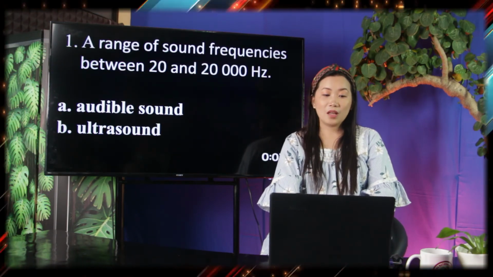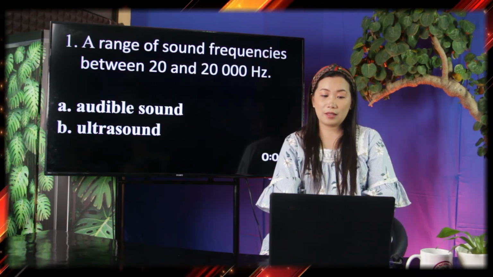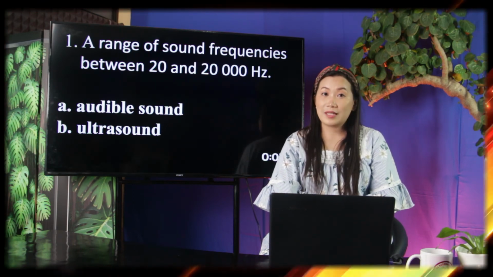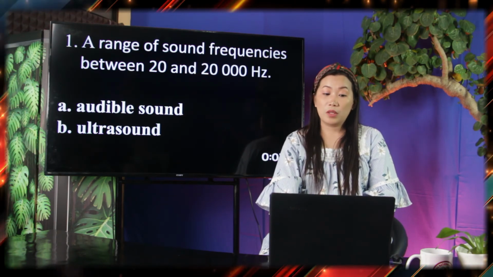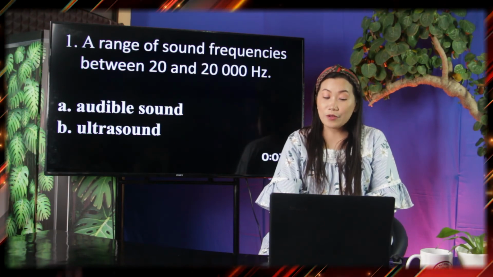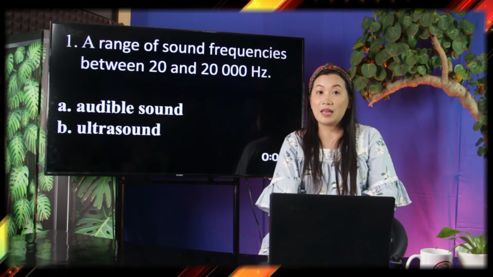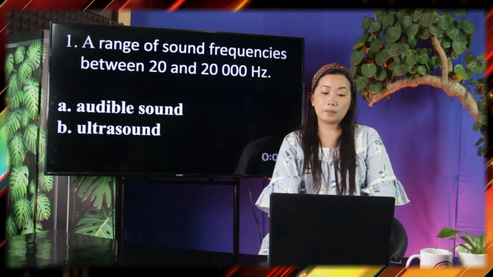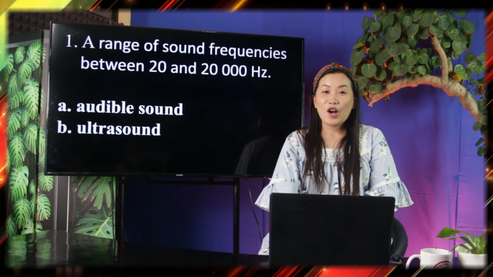Number 1. A range of sound frequencies between 20 and 20,000 Hz. A. Audible sound. B. Ultrasound. Your 3 seconds starts now. The answer is letter A, audible sound.